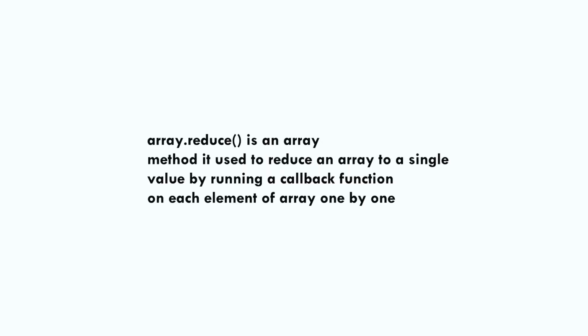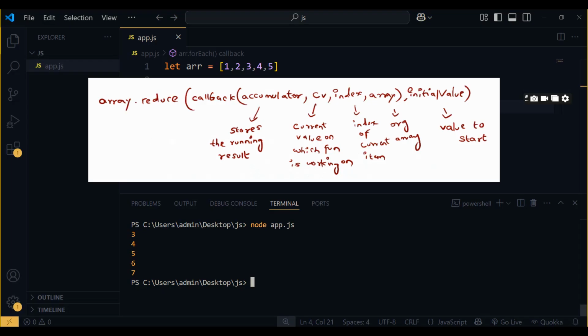Now let's talk about the fifth method, that is reduce. Reduce is an array method that is used to reduce an array to a single value by running a function on each element of an array one by one. Okay, simple. And coming to syntax, it will take two things, guys. One is a callback function and the other one is an initial value. Okay, now the callback function will take four things.